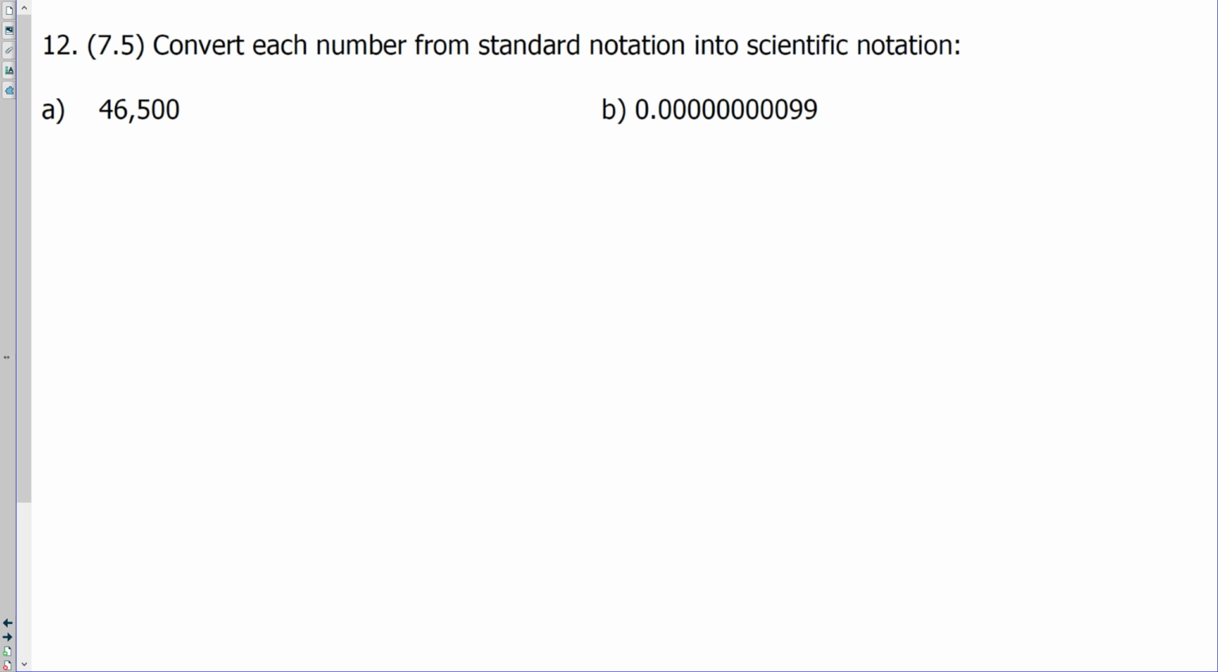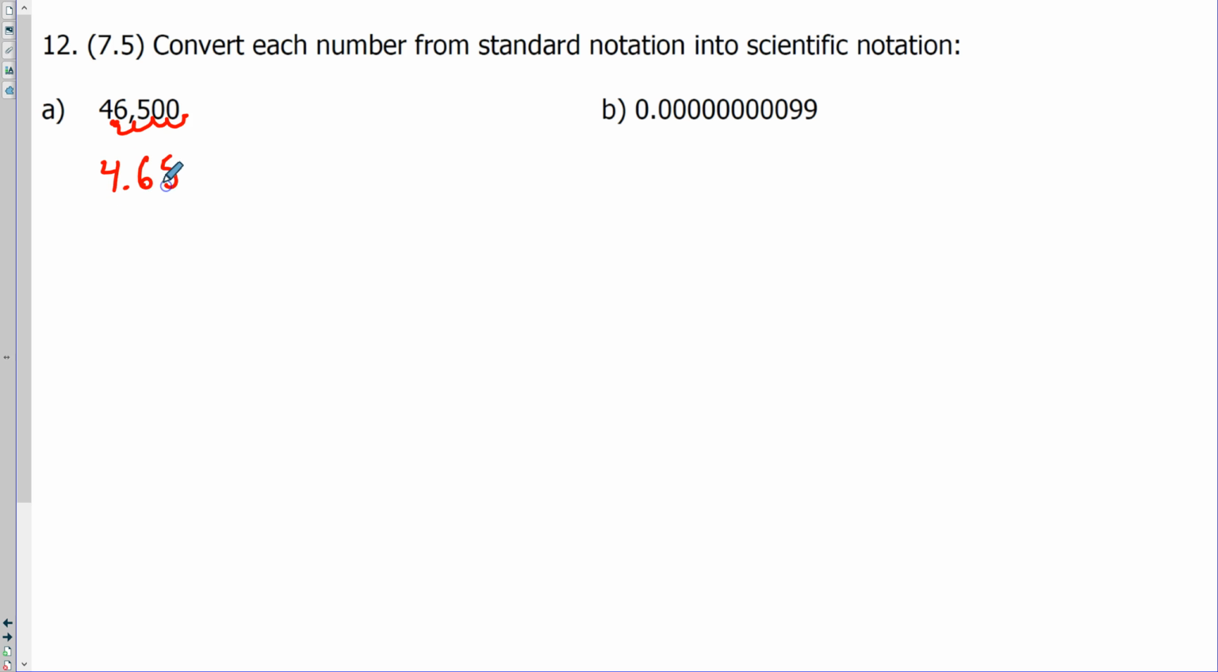Problem 12 comes from section 7.5, and this is where we looked at scientific notation. And so here we have our numbers written in the standard notation that we usually see for numbers, but we want to convert them into the scientific notation. And the trick here is really just moving our decimal point. So I'm going to move my decimal point however many places I need to, so that where I leave my decimal, the value is between 1 and 10.